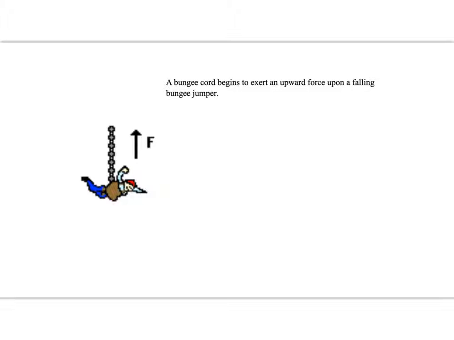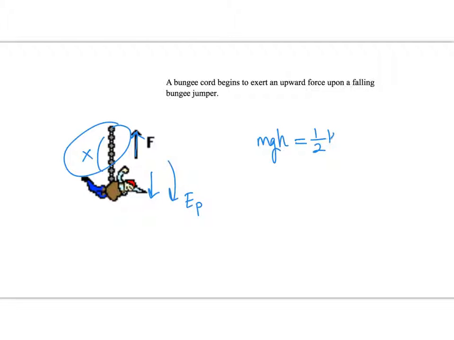In bungee jumping, the bungee cord begins to exert an upward force upon a falling bungee jumper. When you go down, the cord will apply a force because it will be stretched by an amount of, let's say, x. So the change in the potential energy of the jumper will be transferred into the elastic potential energy of the cord.